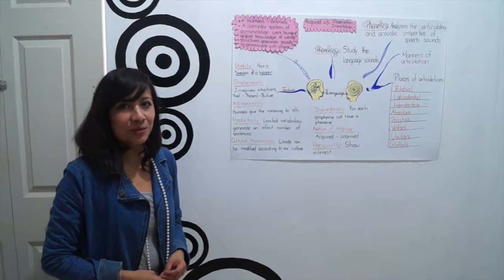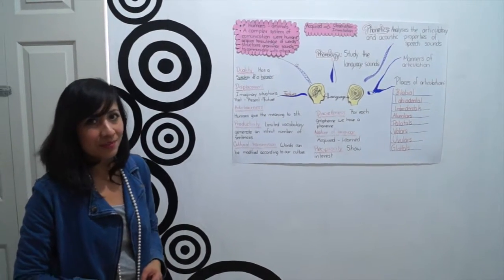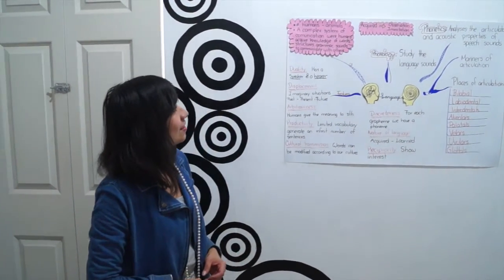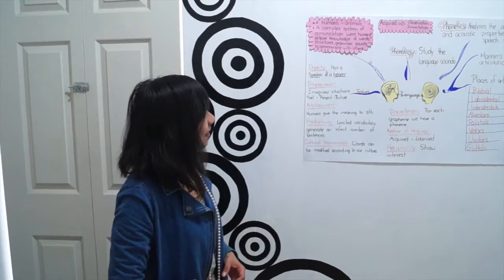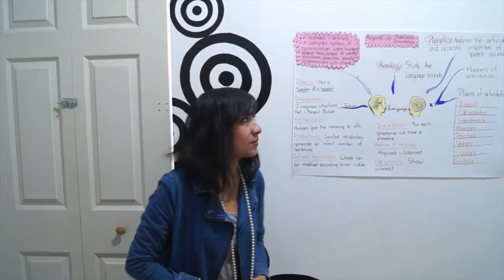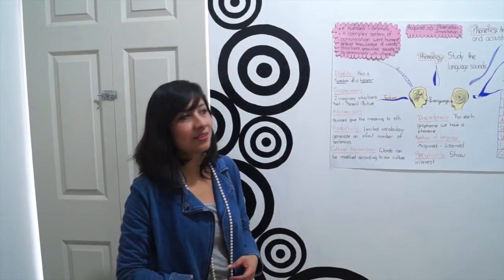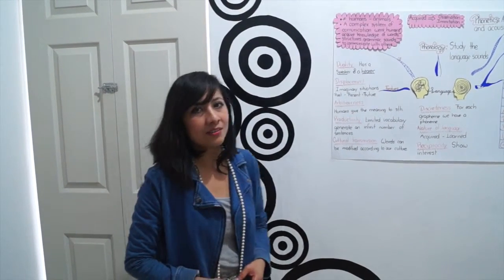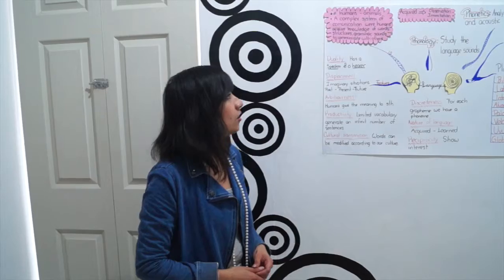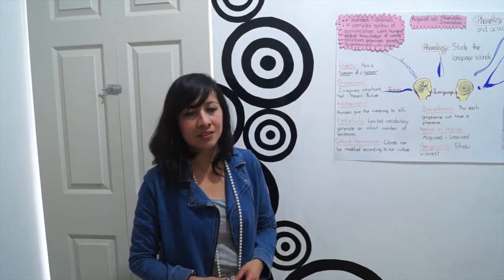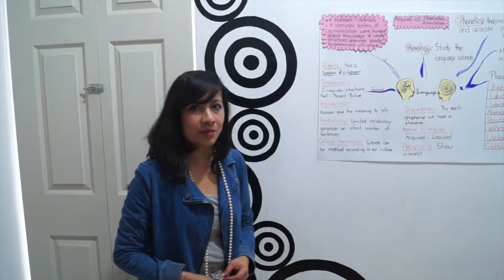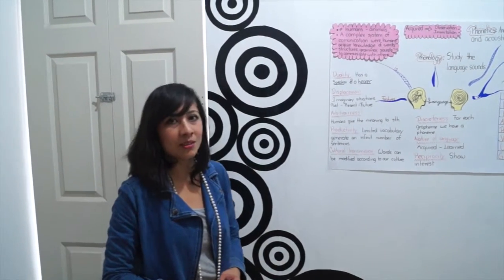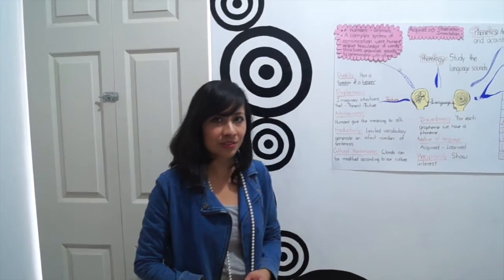Hello, today I'm going to talk about language. First of all, language is what differentiates humans from animals. It is a complex system of communication where humans acquire knowledge of words, of structures, of sentences, of grammar, and we can acquire language by observation, imitation, or consciously.